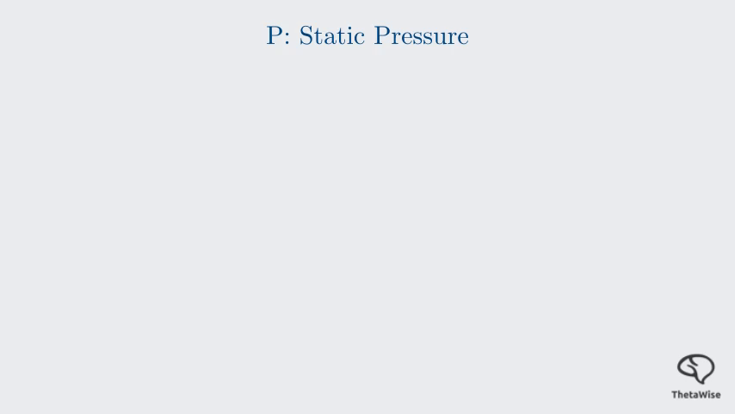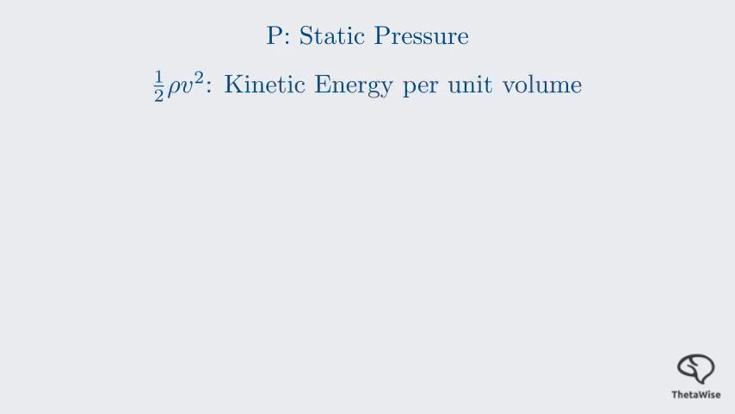Next, we have the term 1/2 rho v squared. This should look familiar. It's the classic formula for kinetic energy, but expressed per unit volume. Here, rho is the fluid's density and v is its velocity. This term represents the kinetic energy of the fluid due to its motion.